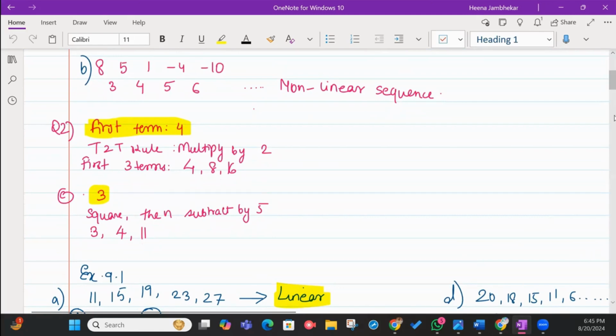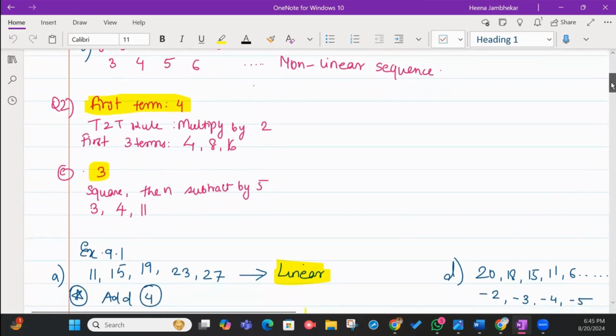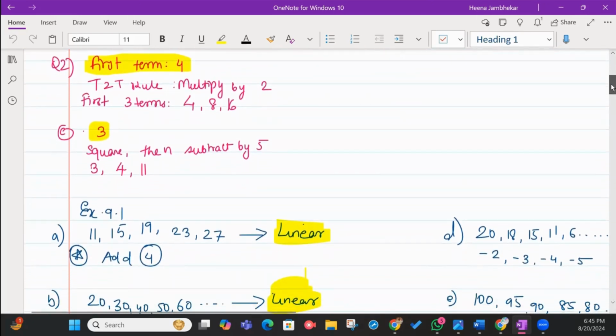Non-linear. Why? Because it's like -2, then -3, then -4, then -4. Right, so it's going to be non-linear. Next one. I know the answer is there, but yeah, explain why. It is increasing by 10. Next one.